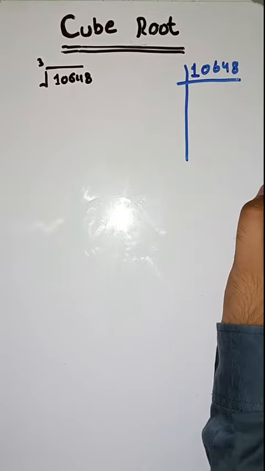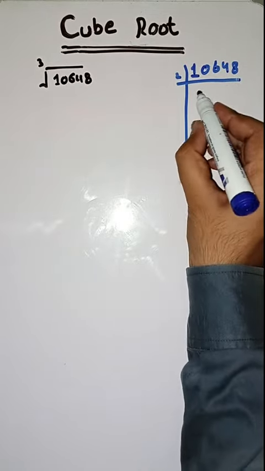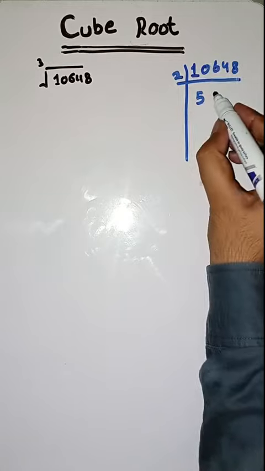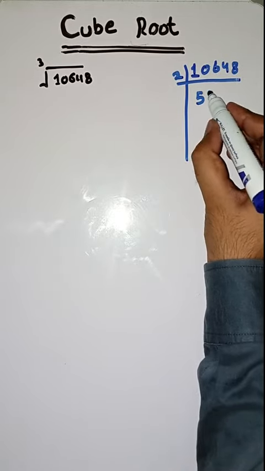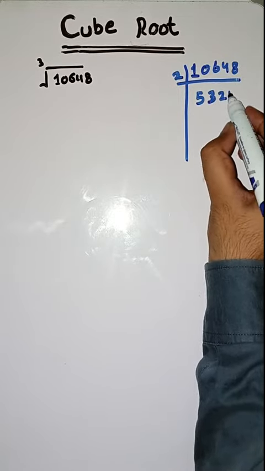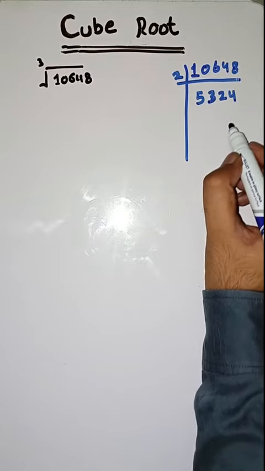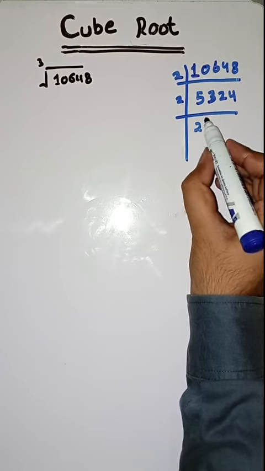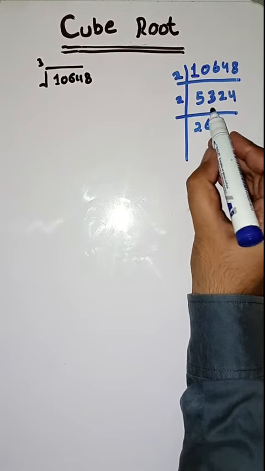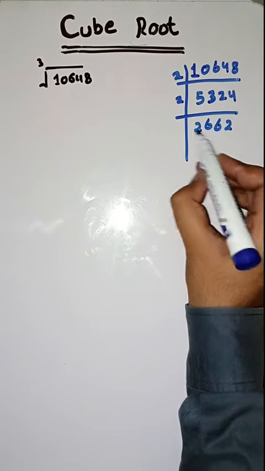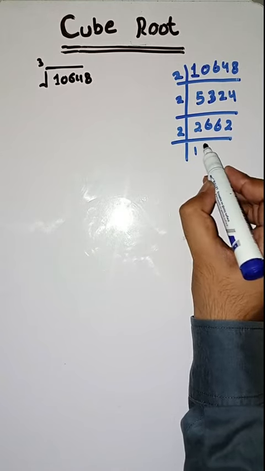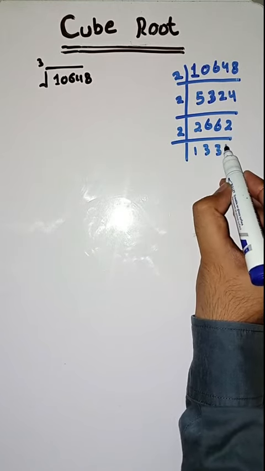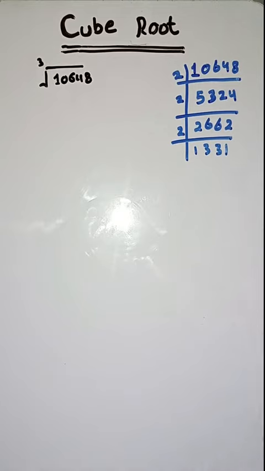We start with 2. 2 5s are 10, 2 3s are 6, 2 2s are 4, 2 4s are 8. Got it, students? Again with 2. 2 2s are 4, and 13. 2 6s are 12, 2 6s are 12, 2 2s are 4. Again with 2. 2 1s are 2, 2 3s are 6, 2 3s are 6, 2 1s are 2.